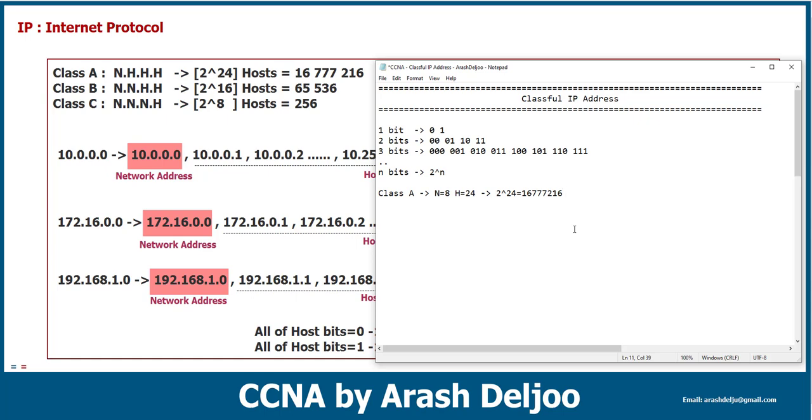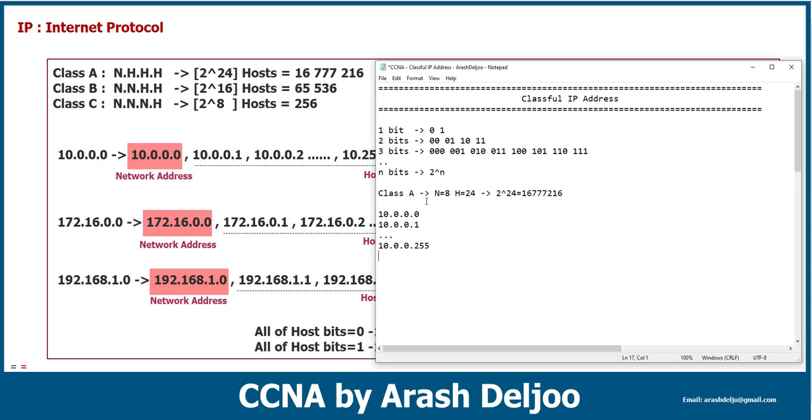For example, let me show you in class A, 10.0.0.0. This is the first IP address. The second is 10.0.0.1. This is the second IP address. And then we can continue to reach, for example, 10.0.0.255.